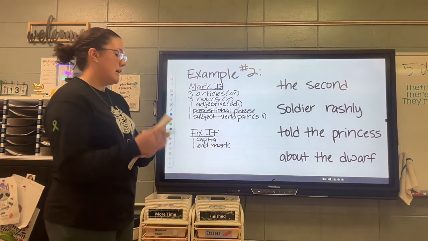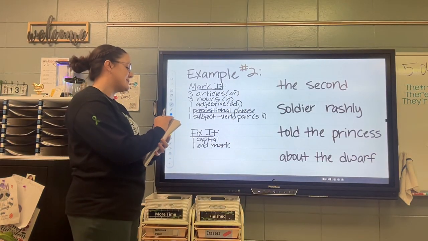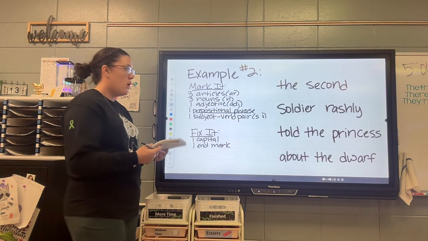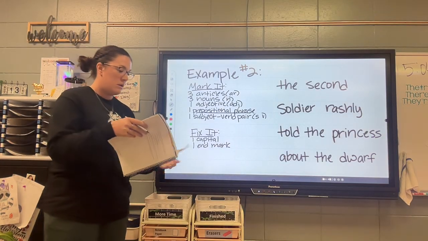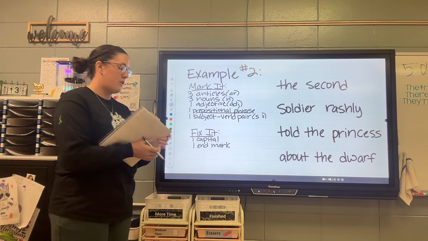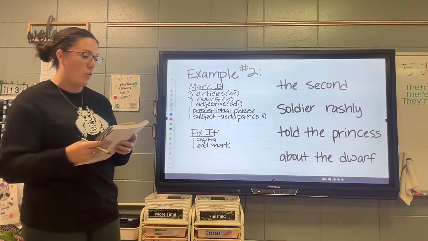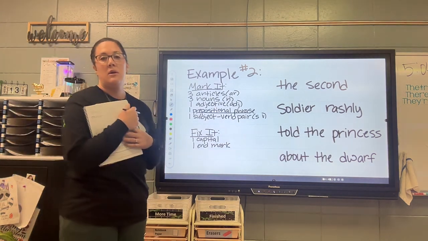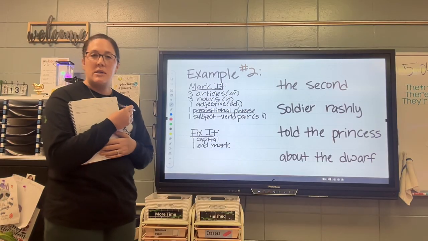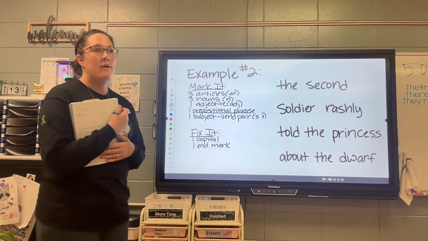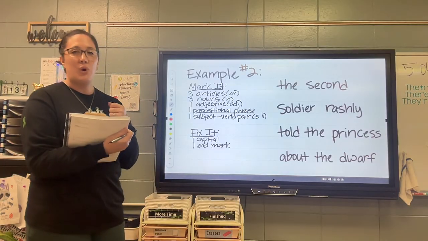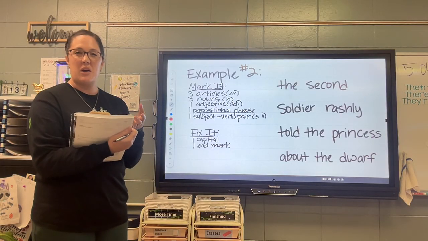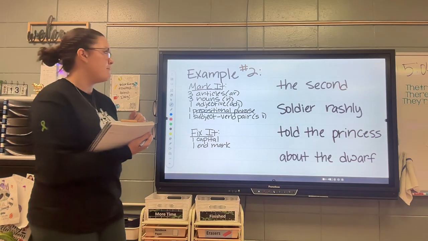All right. In this one, our sentence is the second soldier rashly told the princess about the dwarf. So our vocab word for this sentence is rashly. Think about what rashly means. This might not be a word that you guys have heard very much in a sentence, but rashly just means like you jumped to a conclusion quickly, or you didn't put a whole lot of thought into it. You were a little bit careless. That's what rashly would mean, okay?